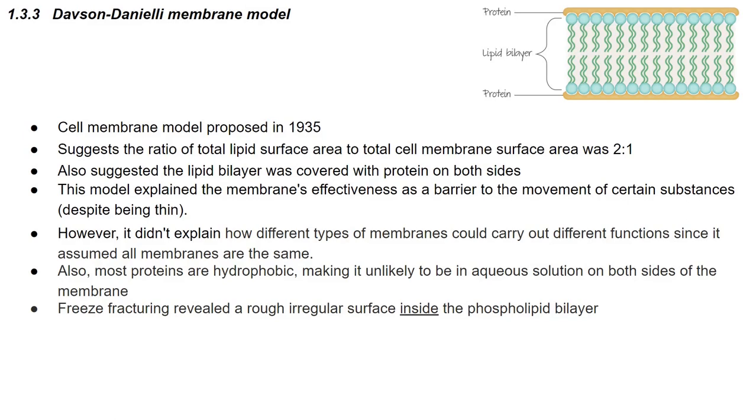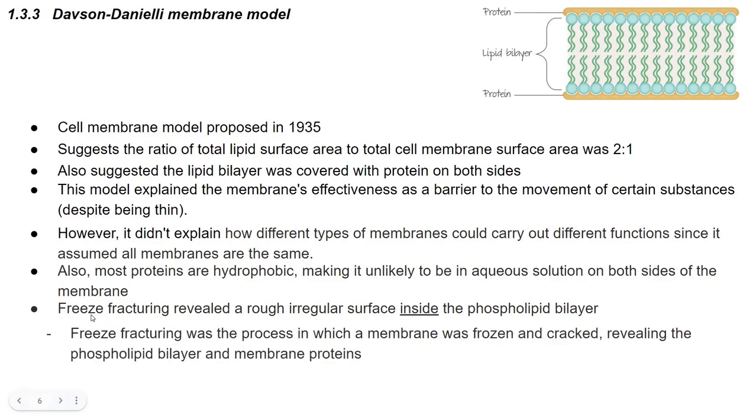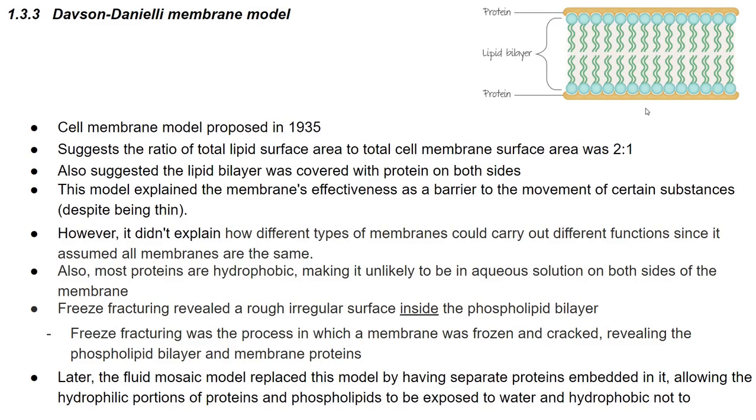And then freeze fracturing revealed a rough, irregular surface inside the phospholipid bilayer, which means there could be no smooth protein on the outside. Now, freeze fracturing is just a method, a process in which the membrane was frozen and then cracked, which just revealed the phospholipid bilayer and membrane proteins. So later, the fluid mosaic model replaced this model by having separate proteins embedded in it, allowing the hydrophilic proteins and portions of proteins and phospholipids to be exposed to water, and the hydrophobic parts not to.